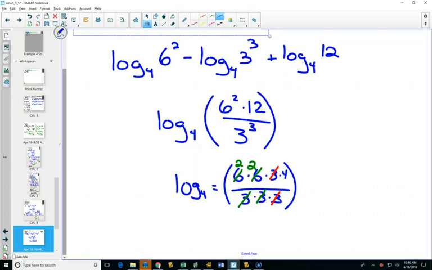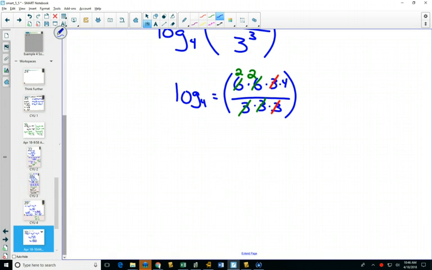What am I left with? And this is sometimes the danger of doing this. You get cancel happy, you start canceling things out, and then you're like, whoa, what am I left with? But if I multiply everything that's here, and there should be no equal sign here, I have 2 times 2 times 4, which is 16. And so I've simplified it. I have log base 4 of 16.